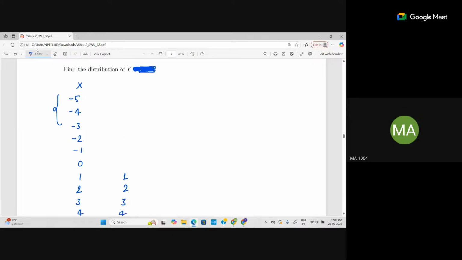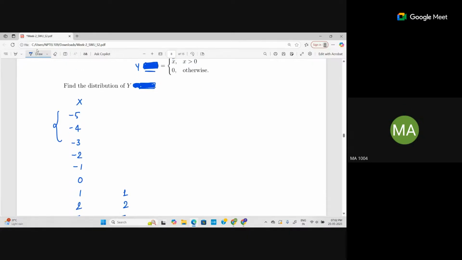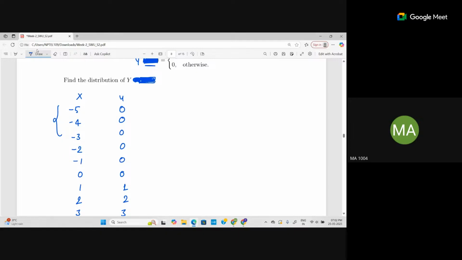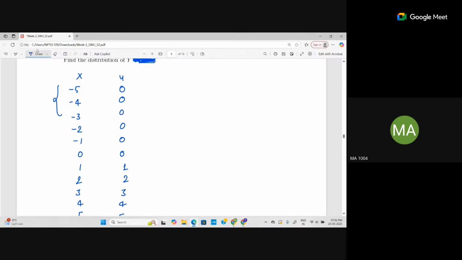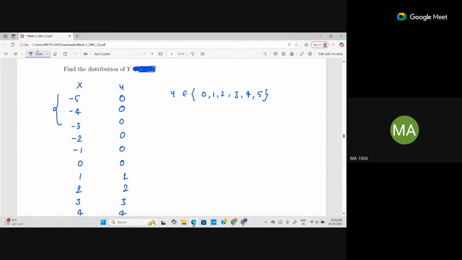Now is it clear? Yes. And 0 otherwise. So for all the other cases, it will be 0. This will be the range of y. These are the values of y, or the range of y. Now we have to find the probabilities. So we can see that y takes values 0, 1, 2, 3, 4, and 5. Now according to the PMF of x, we need to calculate the probabilities for y.